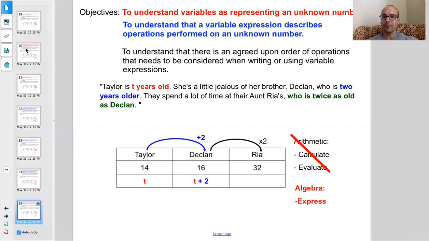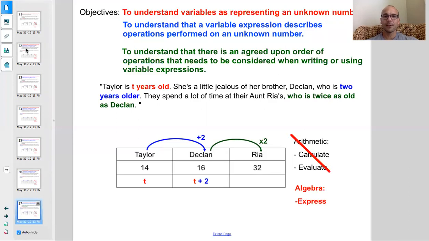And we know that as we walk through the arithmetic, it made sense to add 2 and then multiply that 16 by 2. Well, there's an order of operations when you write a variable expression or when you use one that's understood. So understanding this agreed upon order of operations, which a lot of people describe as PEMDAS, and I'll do that in future videos, is going to force us to do this. When we're going to multiply Declan's age by 2, we would write it like this.